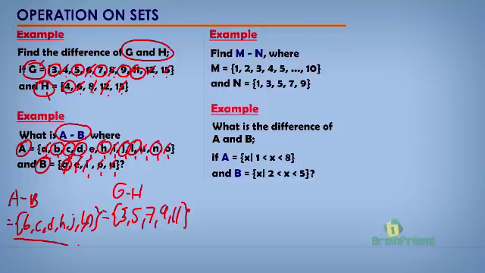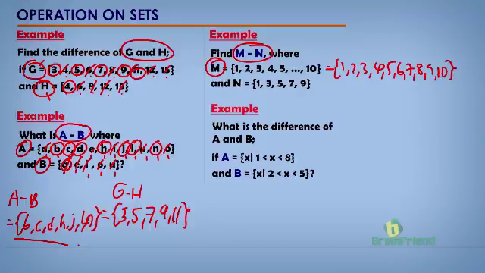Let's take a look at our next example here. Find M minus N, where M is the set that ranges from 1 to 10. If we correctly listed everything out, we'd have our set as that. N, meanwhile, is the set that has elements 1, 3, 5, 7, and 9.